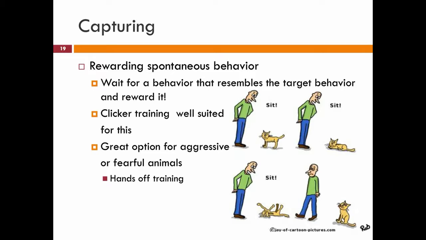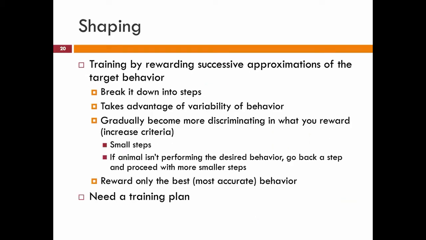When we're talking about shaping, shaping is essentially training by rewarding successive approximation of a target behavior or pieces of it. So you break it down in steps. So this takes advantage of the variability of behavior that animals can offer, so it's not always exactly the same each time. And really what you do is you have an idea in your head of what the next step is going to look like, and as it happens, you gradually become more discriminating in what you're going to reward. For those of you who've been around the training world a little bit, you'll recognize this as increasing criteria.